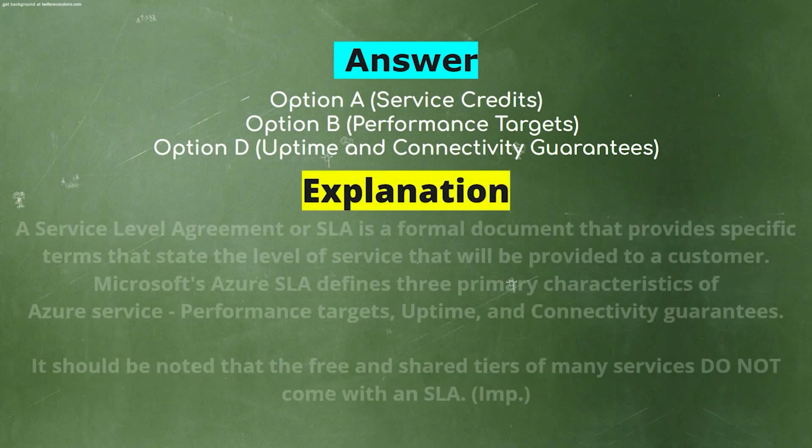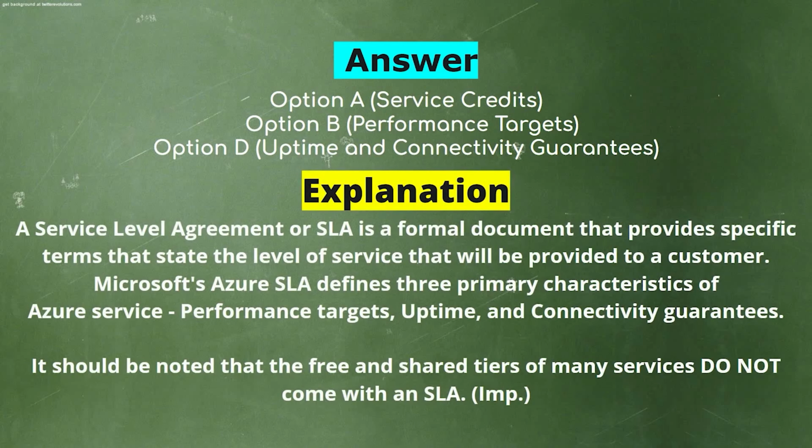Explanation. A service level agreement or SLA is a formal document that provides specific terms that state the level of service that will be provided to a customer. Microsoft's Azure SLA defines three primary characteristics of Azure service: performance targets, uptime, and connectivity guarantees. It should be noted that the free and shared tiers of many services do not come with an SLA.